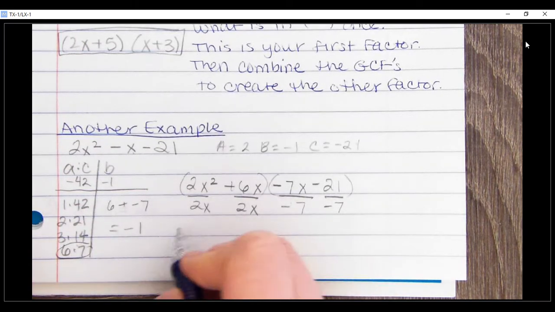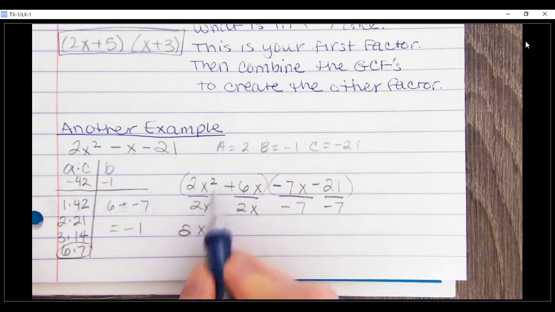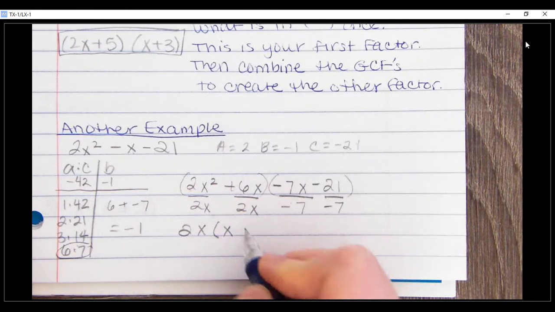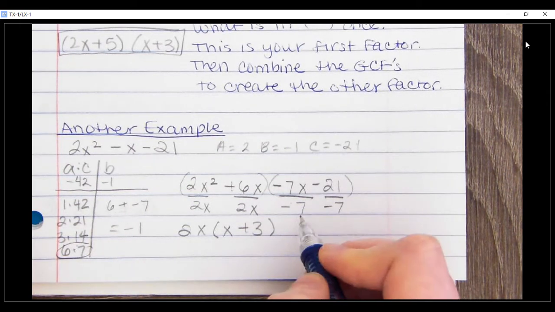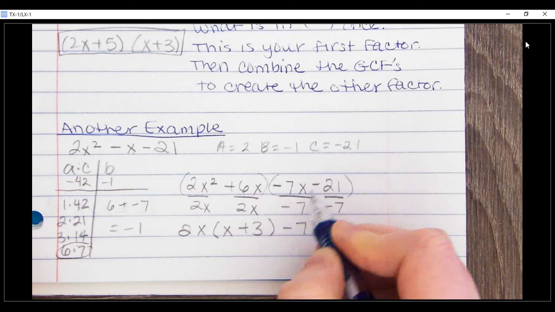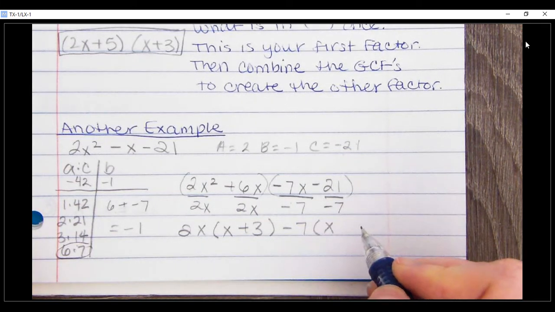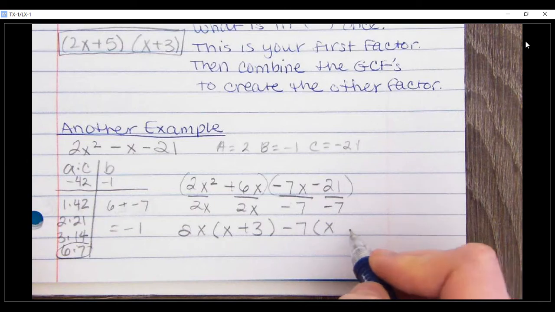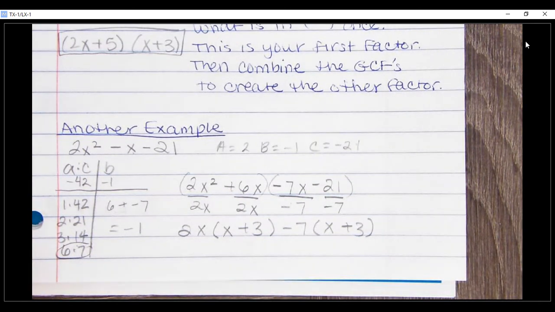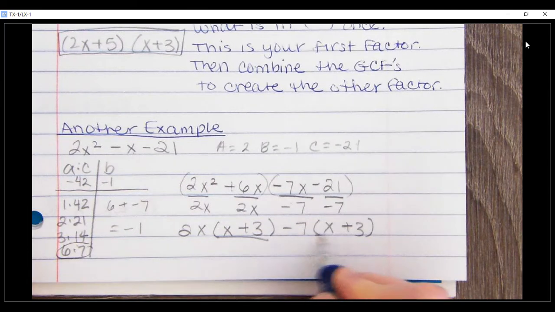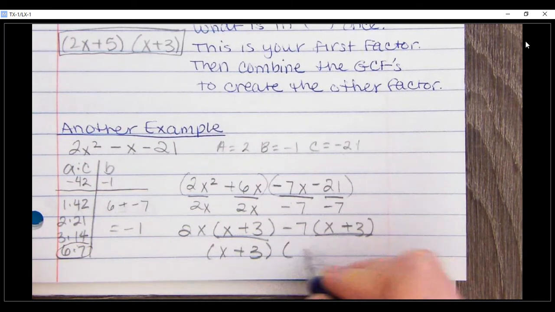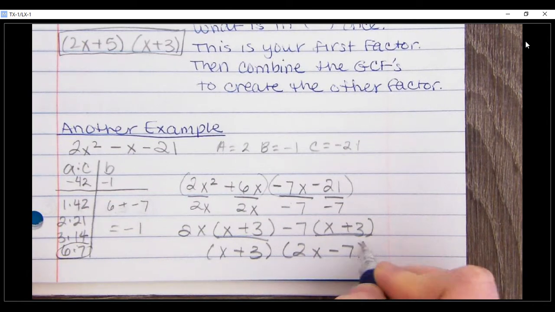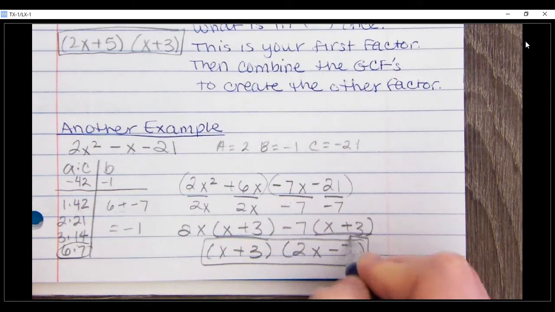Perfect. So here, let's do some dividing. I have my 2x in front. 2x squared divided by 2x is going to equal x. 6x divided by 2x is equal to 3. Now I'm taking out that negative 7. Negative 7x divided by negative 7 is a positive x. And negative 21 divided by negative 7 is a positive 3. Yay! I did things right. I have the same thing inside the parentheses, which is x plus 3. So that will be one of my answers. And my other answer is what I took out, my 2x minus 7. And I am all done.